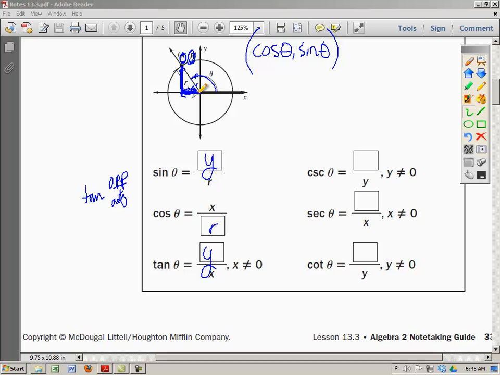All right? Now, there's another way we can define the tangent ratio, which we'll be spending a little bit more time with when we actually talk more about the unit circle. So we'll get to that part on the next page.